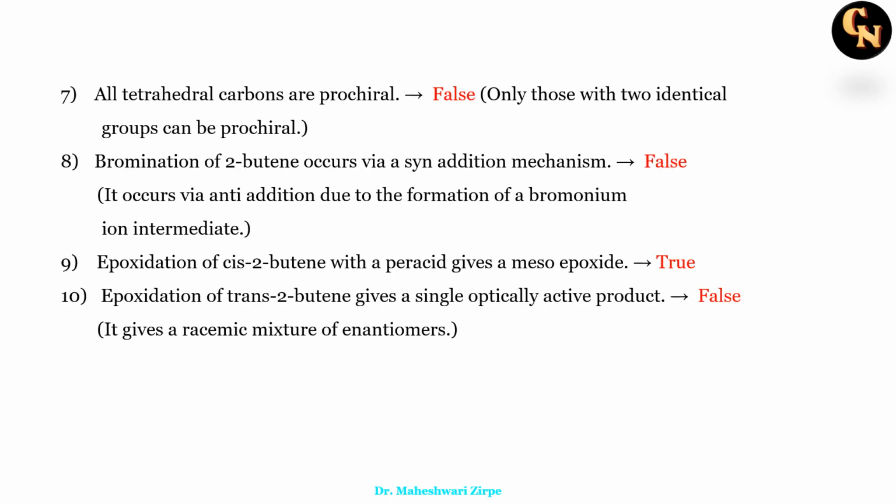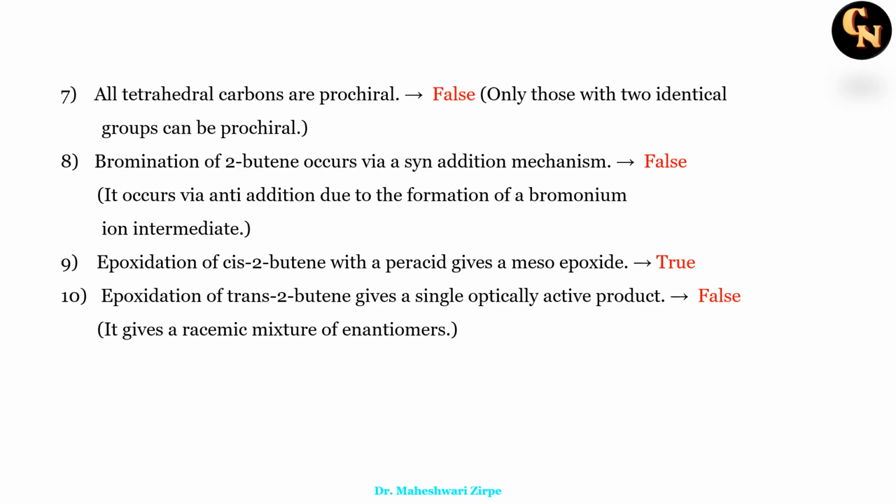Now next: all tetrahedral carbons are prochiral. So it is false. All tetrahedral carbons cannot be prochiral because the condition for a prochiral center is that at least two groups should be identical. Okay, minimum two groups should be. Only those carbons which have two identical groups can be prochiral centers. If there are three groups which are identical, then we cannot have a prochiral center. Correct? So the statement is false.